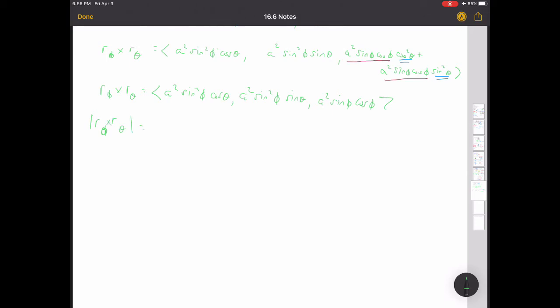So remember, the magnitude is each one of these things squared. This is going to get long, I think. All right, so if we square the first one, we'll have a to the 4th sine to the 4th phi cosine squared theta, plus, if we square the second one, we have a to the 4th sine to the 4th phi sine squared theta. If we square the last one, we'll have a to the 4th sine squared phi cosine squared phi. That's the magnitude.